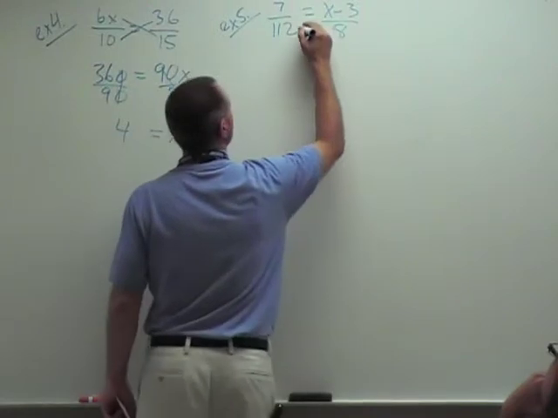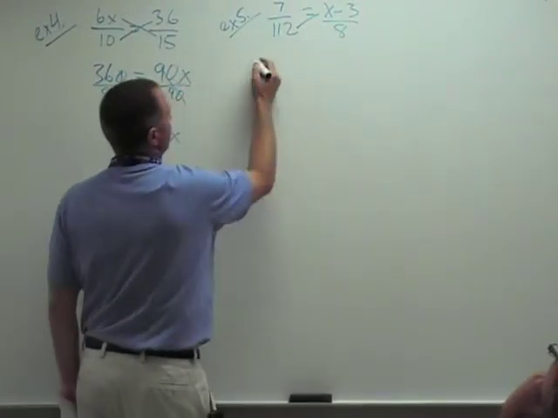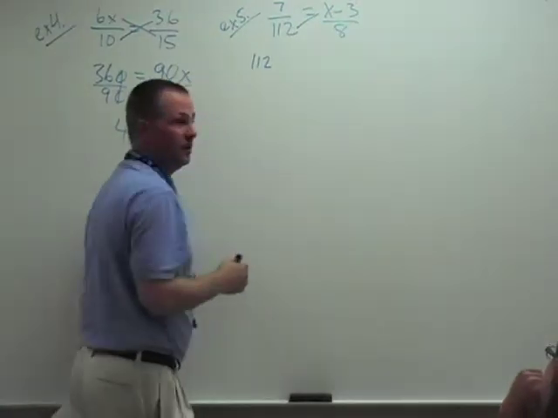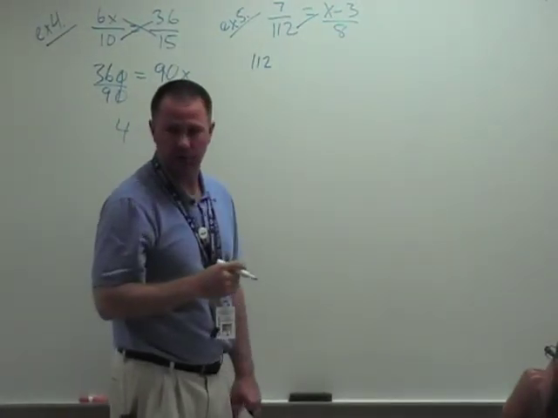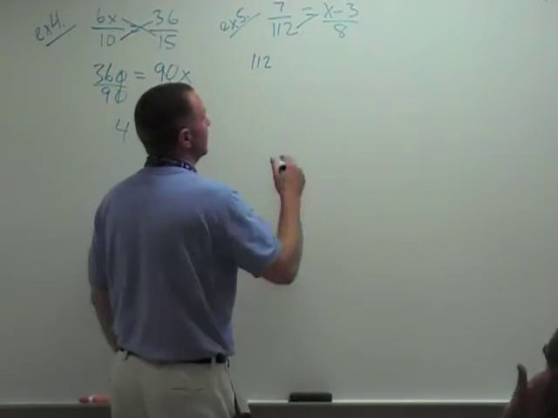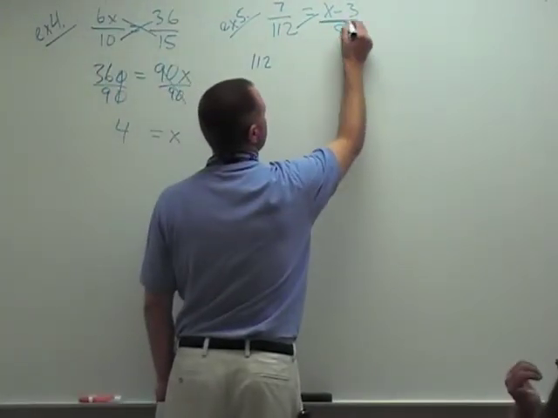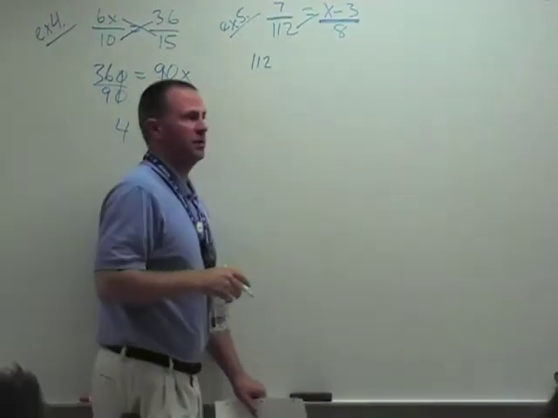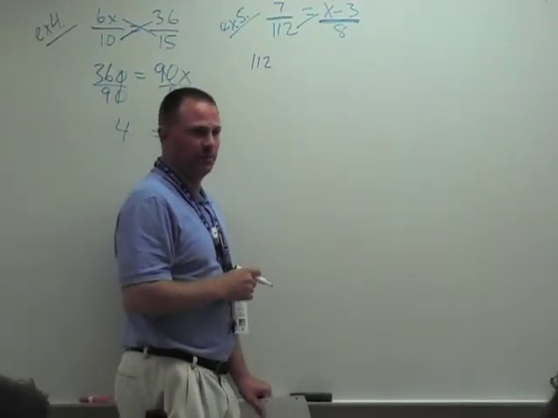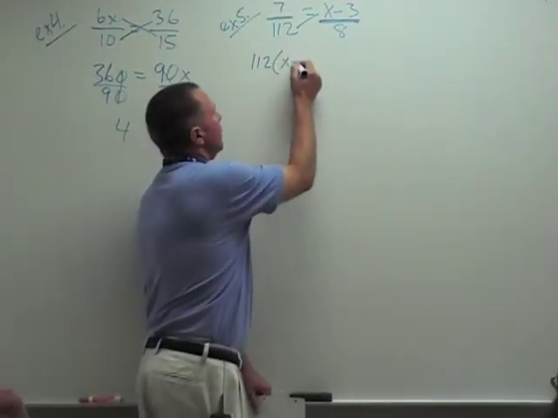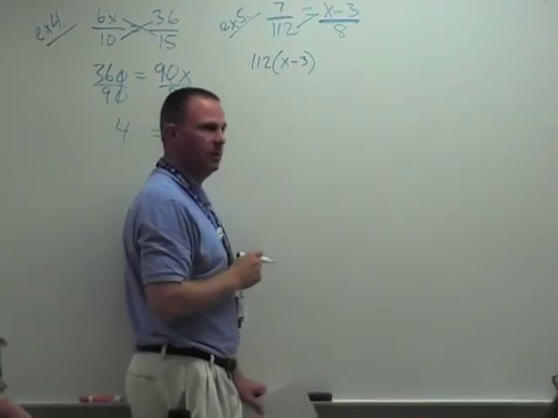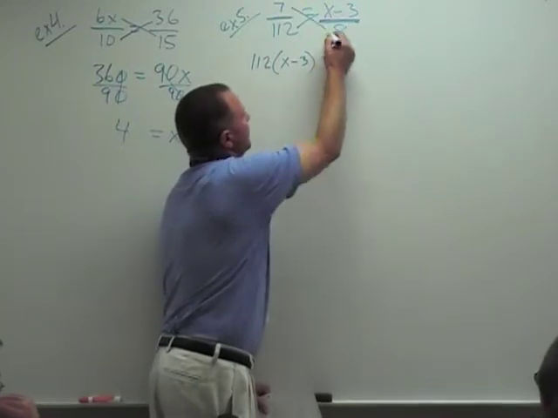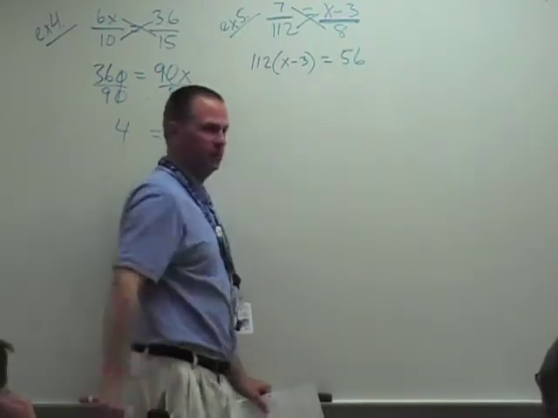So the first thing you need to do, let's go ahead and do this. It's 112 times x. Isn't it also 112 times the minus 3? Yeah. Okay, so you need to understand that this is a grouping symbol. Remember, we've already talked about these things. Just because there aren't any parentheses doesn't mean there isn't a grouping symbol. So that is times this whole thing. 112 times the numerator, x minus 3. So you need parentheses at that point. Equals 56. Now solve it.